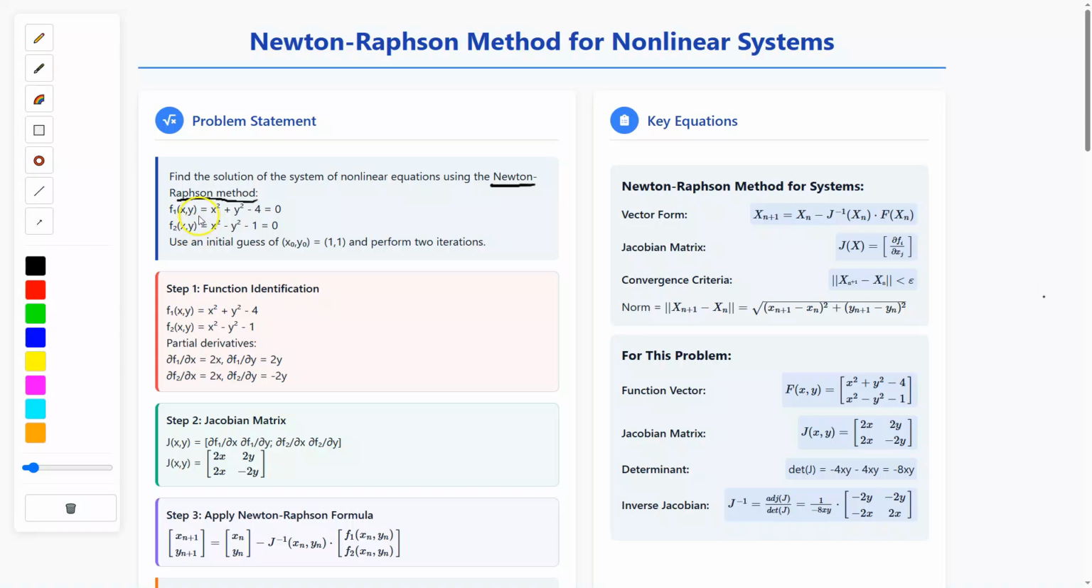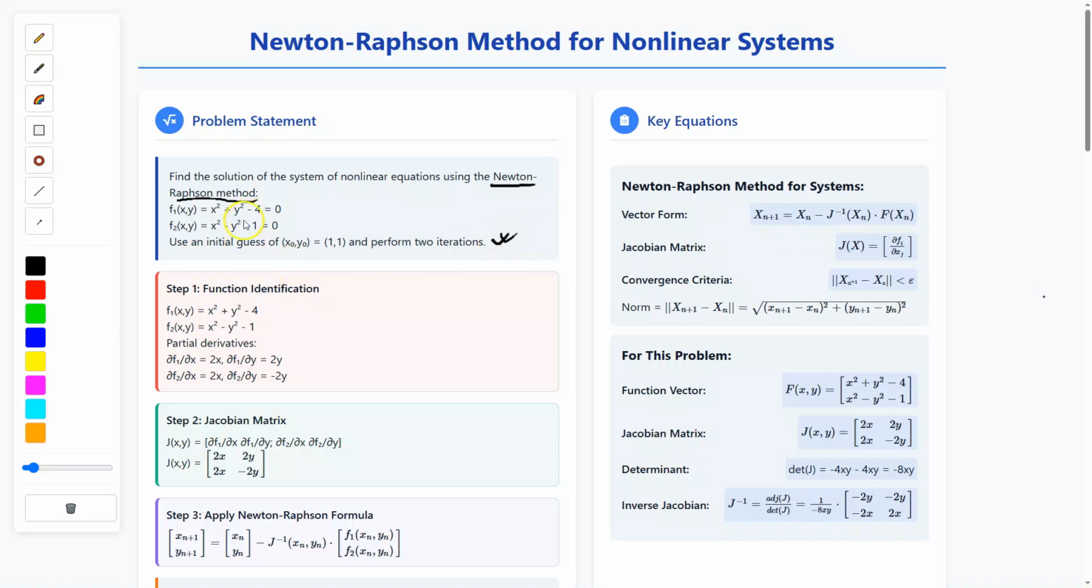So here are the two equations. f1(x, y), that is x squared plus y squared minus 4, is equal to 0, and f2(x, y), that is x squared minus y squared minus 1, is equal to 0, using an initial guess x0, y0 of 1, 1, and perform two iterations.